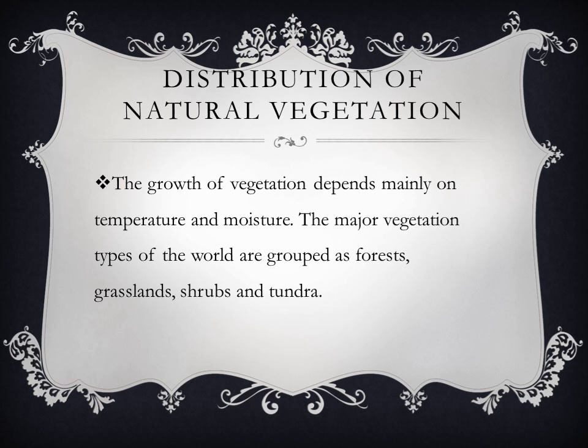Major vegetation types of the world. Okay, what are they? Forest, grassland, shrubs, and tundra.